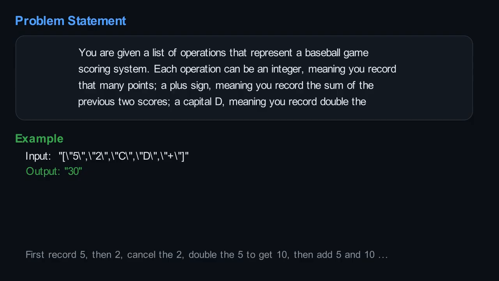For example, with the sequence 5, 2, C, D, plus, you first record 5, then 2, cancel the 2, double the 5 to get 10, and finally add 5 and 10 to get 15, ending with scores 5, 10, 15, and a total of 30.